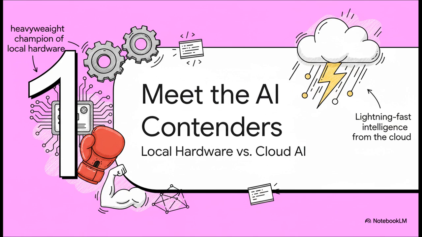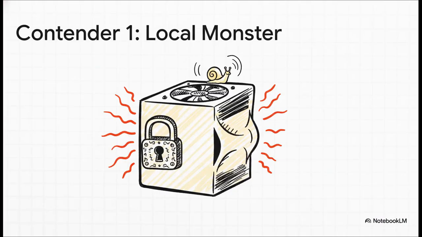Okay, so it's time to properly meet the fighters in this coding showdown. First up, we've got the heavyweight champion of local hardware. And then we'll introduce the lightning-fast intelligence coming straight from the cloud. Now, this is not your average computer. We are talking about a $10,000 Mac Studio with a jaw-dropping 512 gigabytes of RAM, and it's running a massive 480 billion parameter model. You can think of those parameters kind of like the neurons in an AI's brain, and this one has a ton. Now, the trade-off is pretty clear. You get total, absolute privacy for your code, but this thing is slow, and it literally heats up the room. This is pretty much as good as it gets for local AI right now.